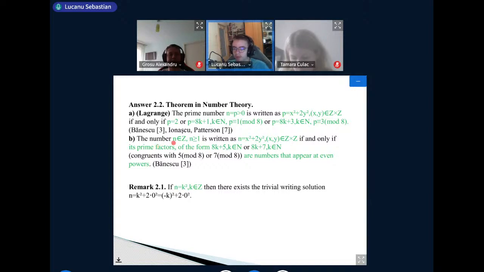And b, the number n, an integer bigger or equal to 1, is written as n equals x squared plus 2 times y squared, with x and y both integers, if and only if its prime factors of the form 8k plus 5 or 8k plus 7 with k a positive integer, congruent to 5 modulo 8 or 7 modulo 8, appear at even powers. The first remark: if n equals k squared with k an integer, then there exists a trivial writing solution, n equals k squared plus 2 times 0 squared, or minus k squared plus 2 times 0 squared.